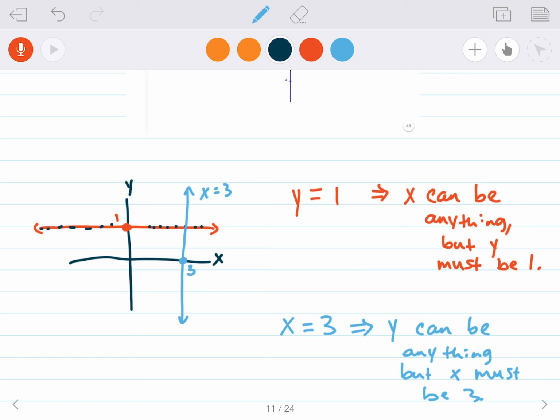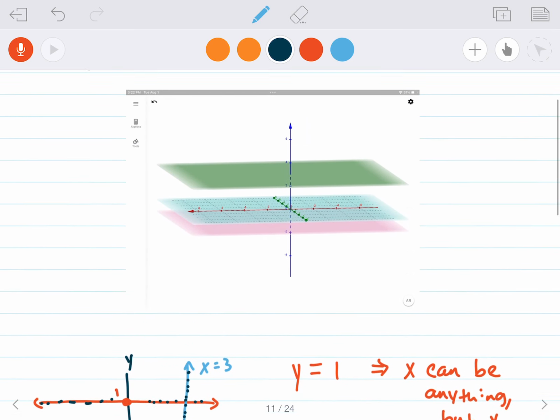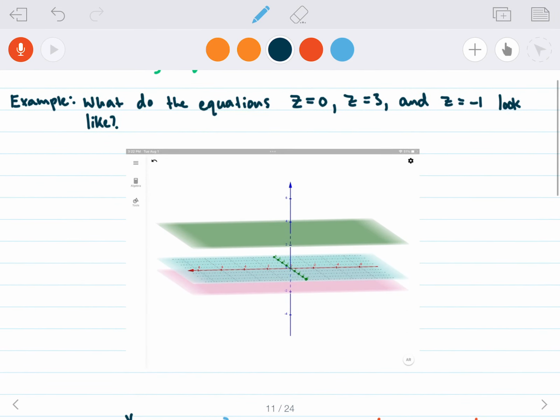Right? Y can literally be anything. Y can be whatever it wants to be, but the x value has to be 3. That's what that means. So let me go ahead and extend that notion to 3 dimensions. What do you think z equals 0 means? Well, what that means is x and y can be anything.